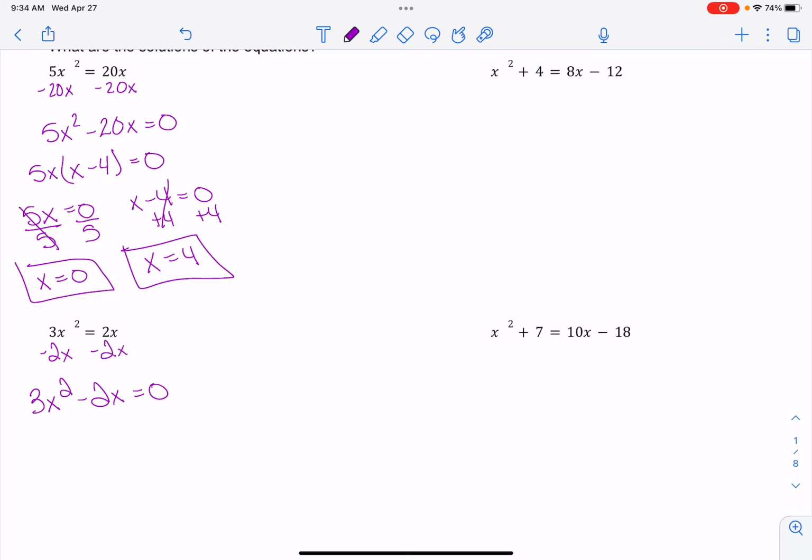When you look at our numbers, we have 3 and 2. The greatest common factor that can be divided out of those is just 1. So there isn't a number that can come out, but we do have x squared and x. So the greatest common factor that can come out of that would just be x. So then that means inside our parentheses, we are left with 3x minus 2.